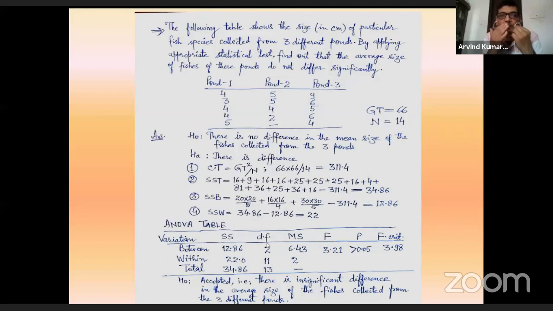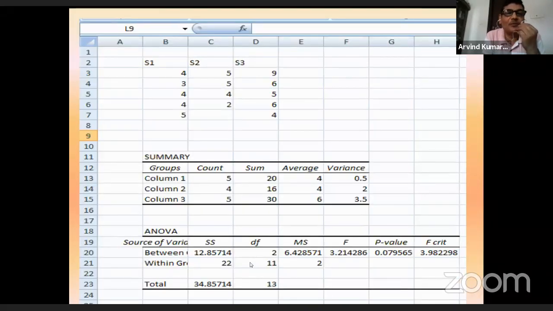At this point, one should be very careful whether the calculated value is less than the table value or more than the table value. If the calculated value is less than the table value, then one will accept the null hypothesis. And if it is more than the table value, then one will reject the hypothesis. So in this case, the probability is more than 5%, so we accept the hypothesis. And we can say that there is insignificant difference in the mean fishes collected from the treated ponds.